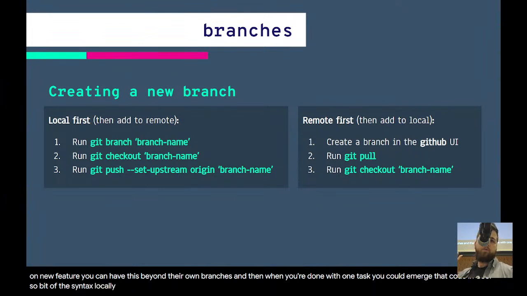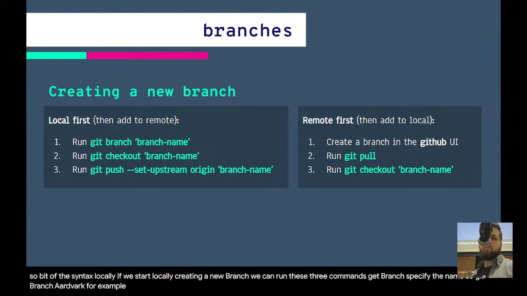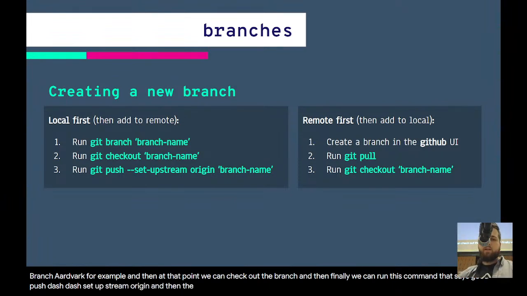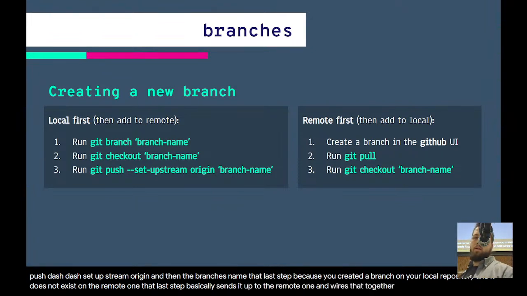Locally, if we start by creating a new branch, we can run these three commands: git branch, specify the name, so git branch aardvark, for example. And then at that point, we can check out the branch. And then finally, we can run this command that says git push --set-upstream origin, and then the branch's name. That last step, because you created a branch on your local repository and it does not exist on the remote one, basically sends it up to the remote one and wires that together.